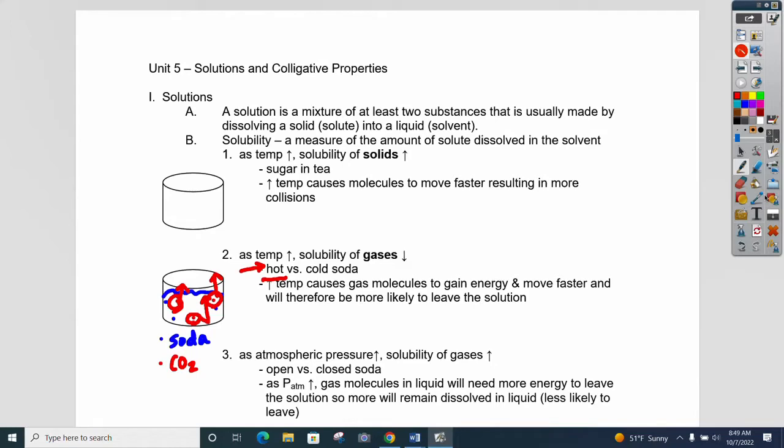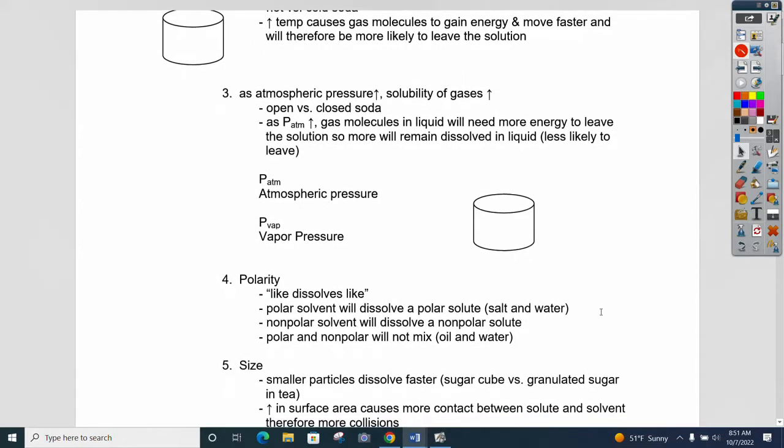Less CO2 dissolves means solubility goes down. So the first factor that affects solubility is temperature, but you're going to have to be careful. Are you talking about a solute that's a solid, or a solute that's a gas? If you increase your temperature, more of the solid will dissolve, therefore solubility increases. If you increase the temperature, the gas leaves, so there is less gas dissolved in the liquid, and therefore solubility decreases. The next factor that affects solubility is something called atmospheric pressure.